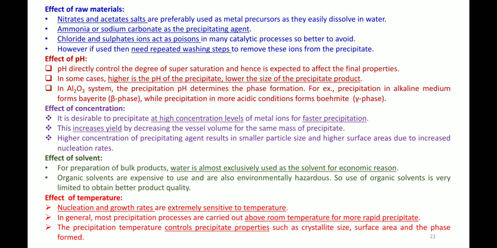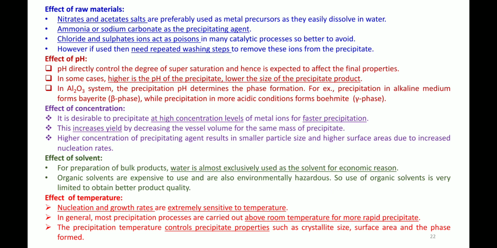In general, most precipitation processes are carried out above room temperature for more rapid precipitation. The rate of nucleation and rate of growth increase with temperature. If the temperature is low, then the nucleation process is very slow and the growth process is very slow. If the temperature is higher, then nucleation is faster, and the growth process is also faster. That you have to keep in mind.